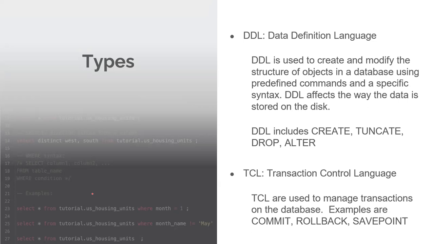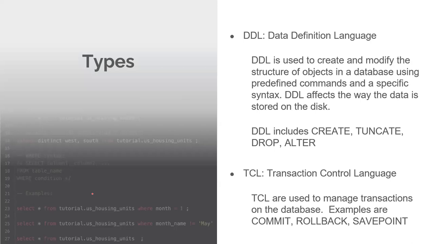Truncate can be used to remove all records from a table. Drop can be used to drop or delete a particular table or a particular procedure or function from the database. Alter is used to change the structure of the objects in a database. For example, maybe you want to add a new column to a table. So you use the alter command and add the column.